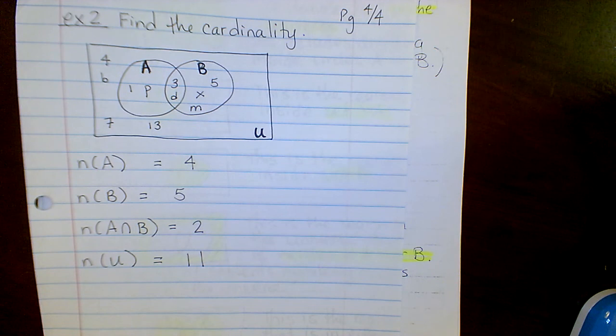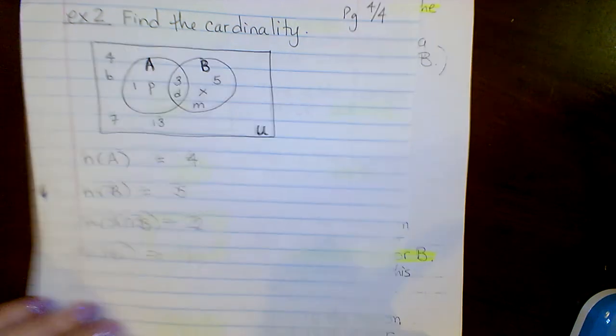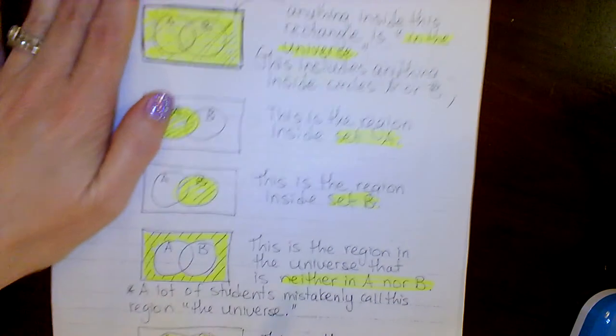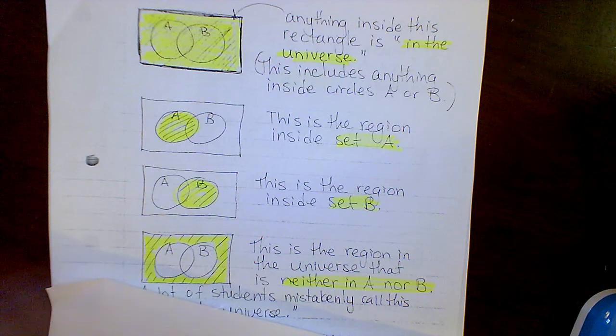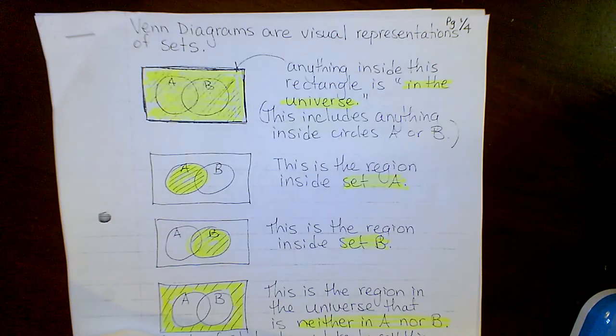Okay, so that was some of the highlights from week 2 with Venn diagrams, comparing Venn diagrams, cardinality, complements, things like that. So I hope that helps you with week 2 for Math 99.